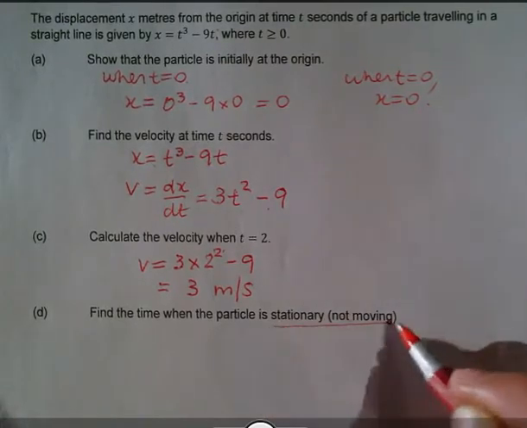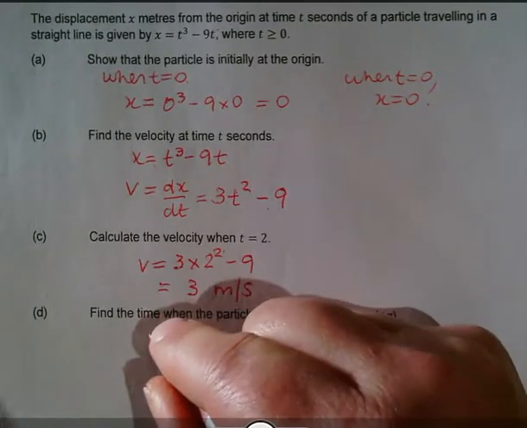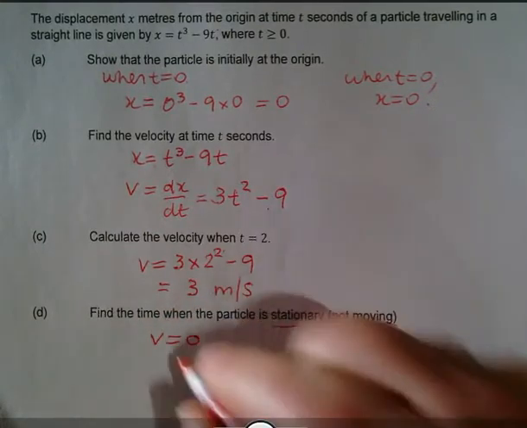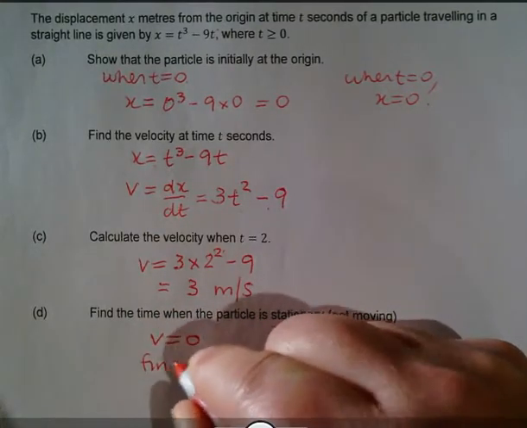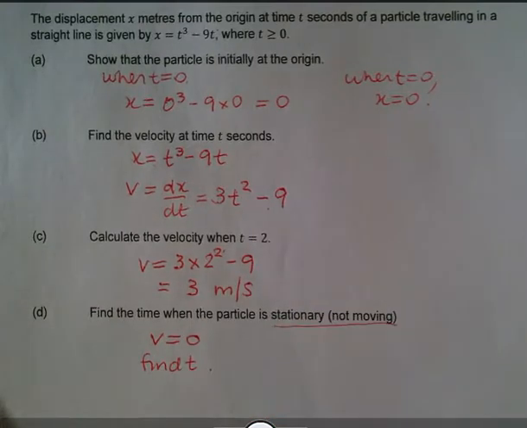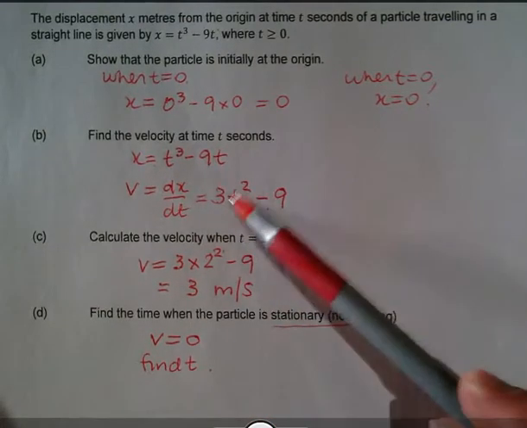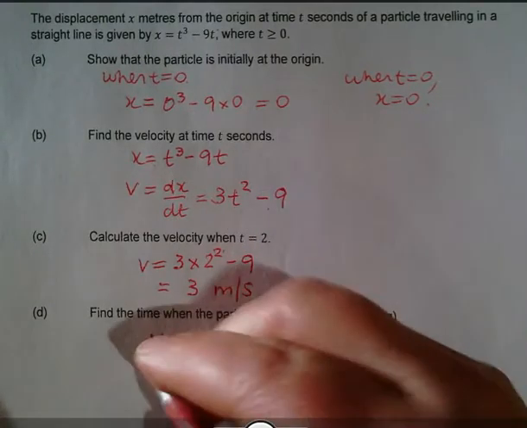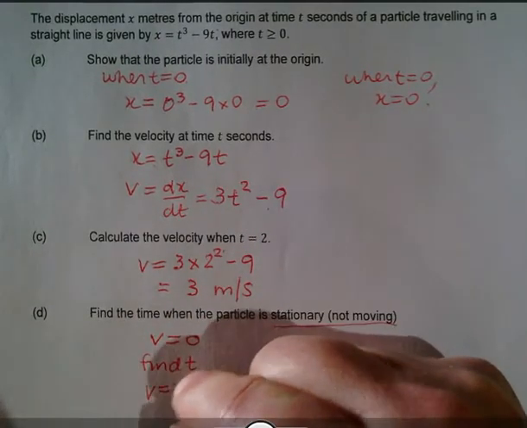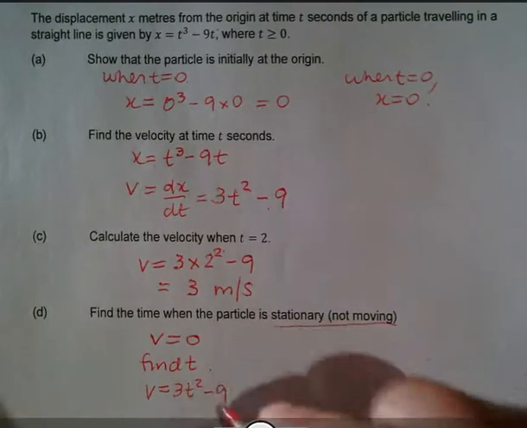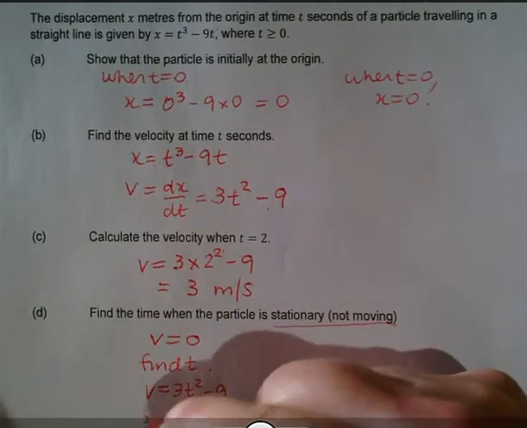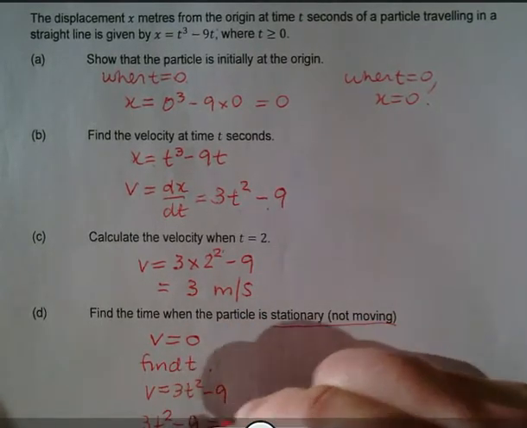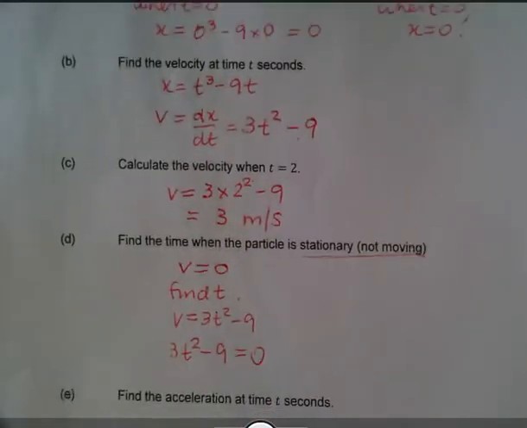So if the particle is stationary, it means it's not moving. That's velocity is 0. So you really want to find the time when velocity is 0. Now, we do have a velocity equation. It's 3t squared minus 9. So I've got velocity is 3t squared minus 9. So I want to see when that is 0. So I go 3t squared minus 9 is 0, and I need to solve that.